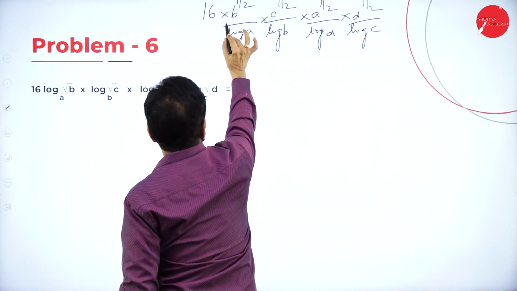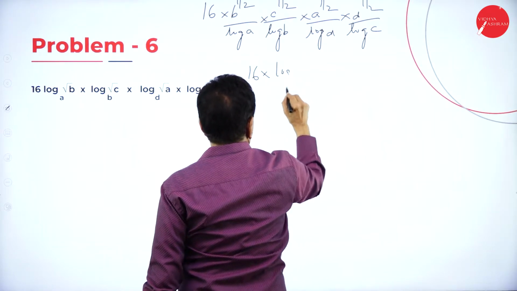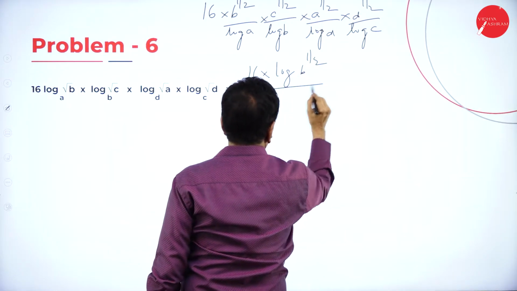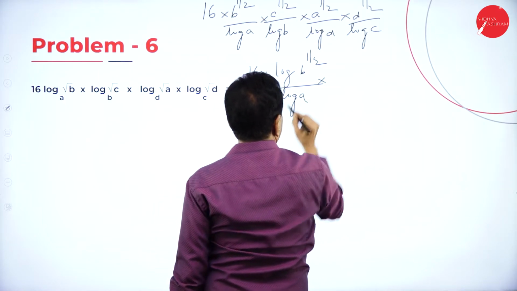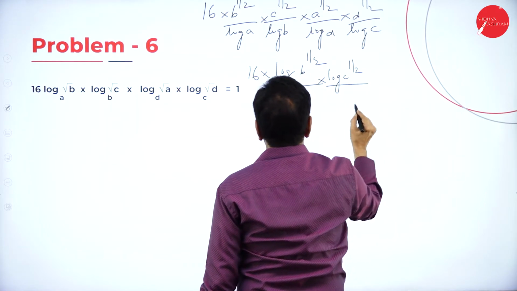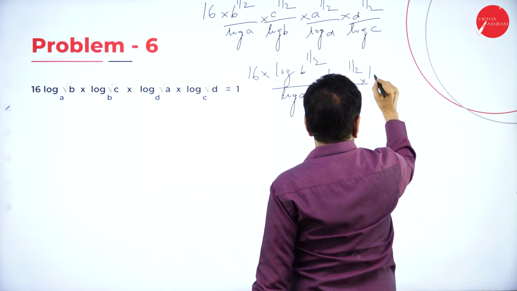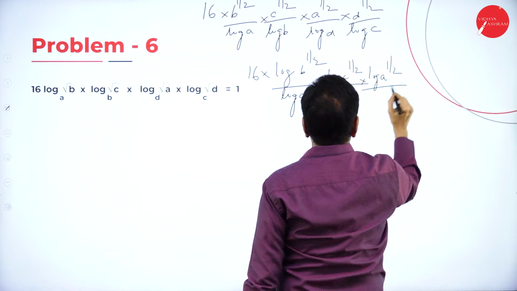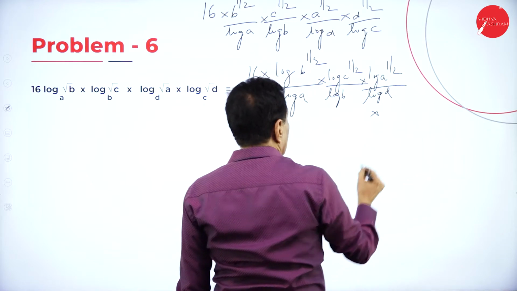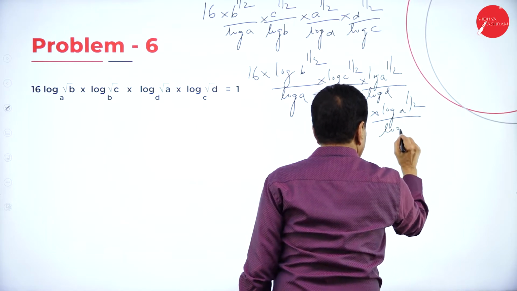This is nothing but log, we can write 16. Log b to the power of half divided by log a into log c to the power of half divided by log b into log a to the power of half divided by log d into log d to the power of half divided by log c.